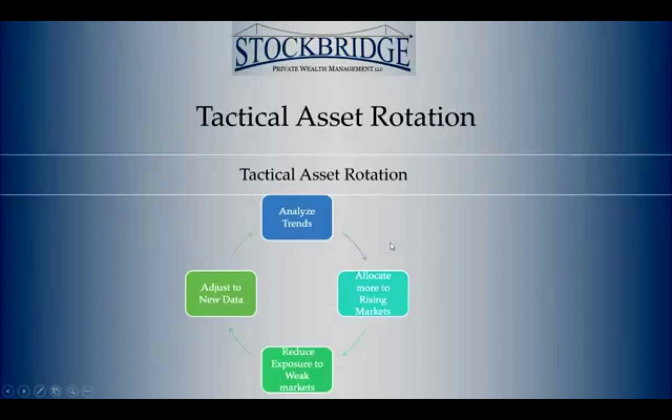Here's just another one that basically says, what is the process of tactical asset allocation? We analyze the trends, we allocate more to rising markets, we reduce our exposure to weak markets, and we adjust to new data. And of course, they probably say they have some way of figuring out if markets are going to go up or if they are weak.